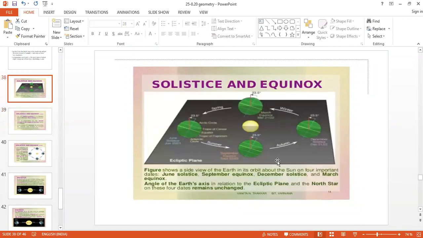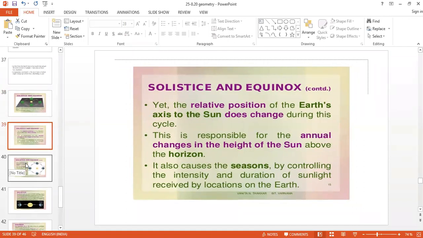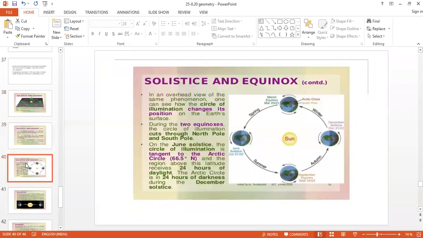So seasons may change. It is the March equinox or March solstice and June equinox, September solstice, December equinox. It may change also. So the cycle changes the relative position of the Earth's axis. It also causes seasons. And also another figure, solstice and equinox.